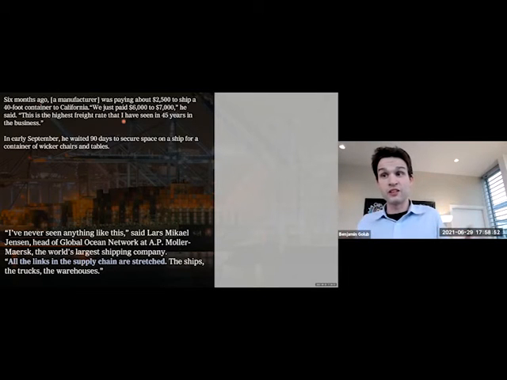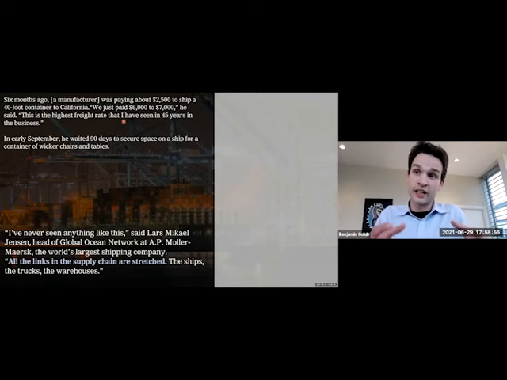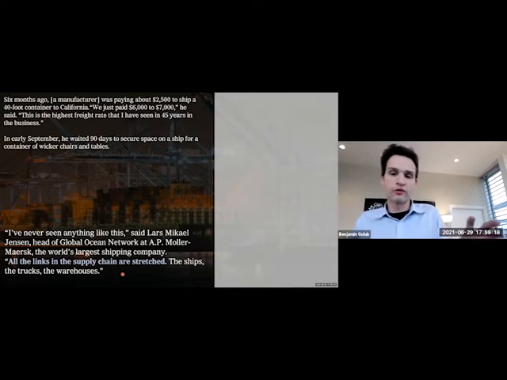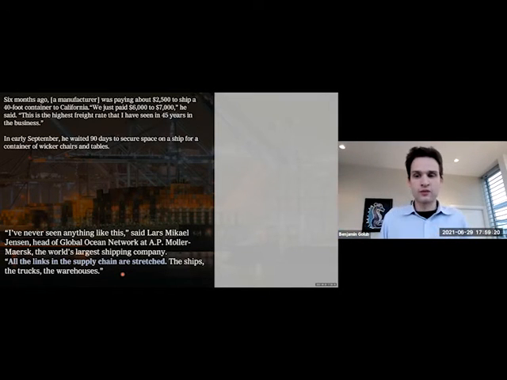Changes in shipping inconvenience and cost are some of the most striking direct effects, getting closer to the cause, right? So you have threefold increases in freight container rates, 90 days to ship something that usually doesn't have such delays. And this executive at Maersk says that all the links in the supply chain are stretched. So every step in connecting these relationships between firms.